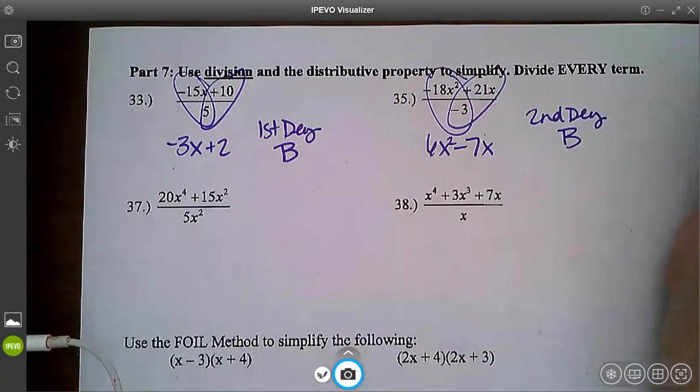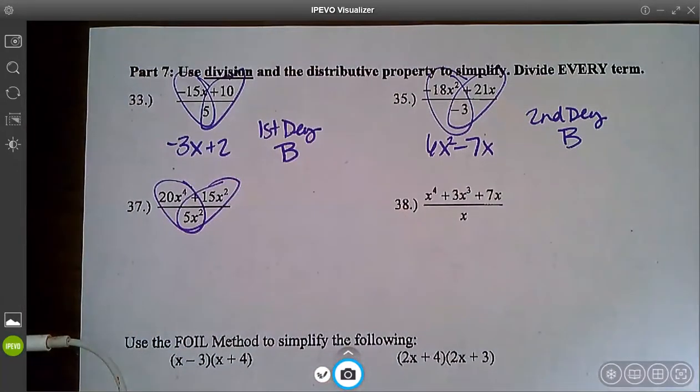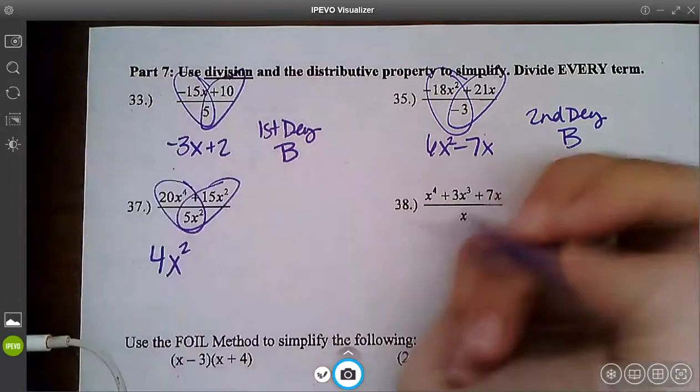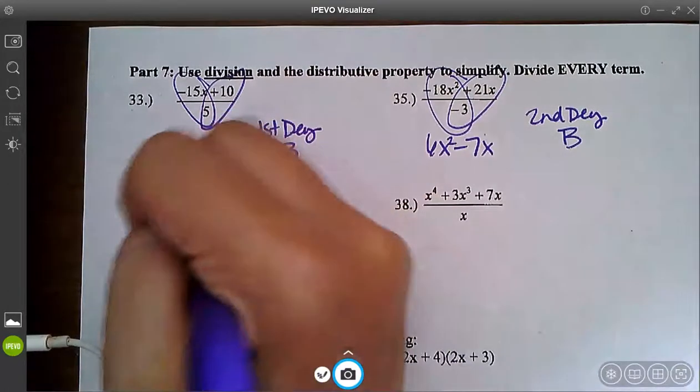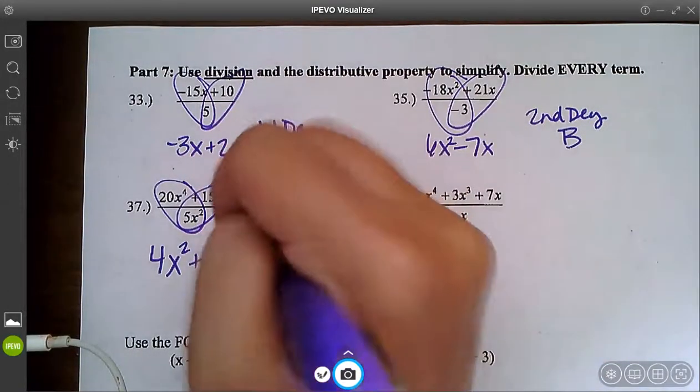The next one, the only difference is you have an x squared you're dividing by. So when you divide like bases, you subtract the exponents. So 20 divided by 5 is 4. X to the fourth divided by x squared, 4 minus 2 is 2. So you have x squared. And then here you have plus 3, and your x squareds cancel. So this is a second degree binomial.